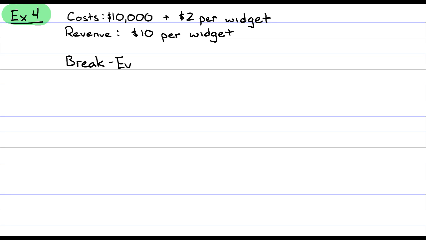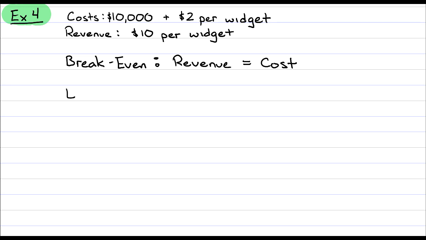Break even means that your revenue is equal to your cost. So in other words, the money that you have coming in is exactly equal to the money that you have going out. You're not making a profit, but you're also not losing any money. You're exactly breaking even. Okay, so to solve for this, I'm going to introduce some variables.